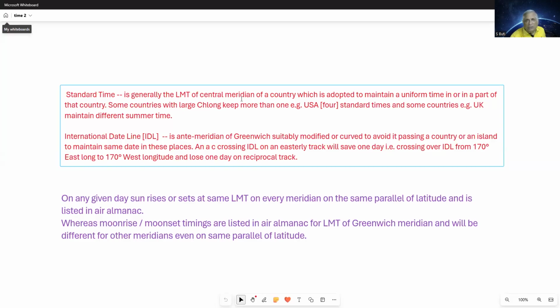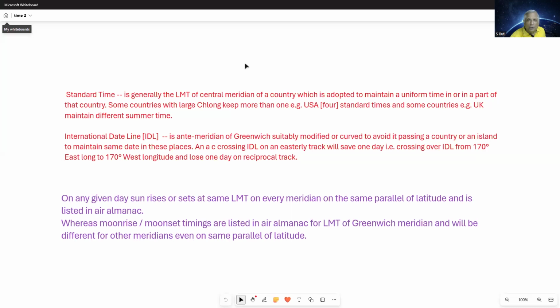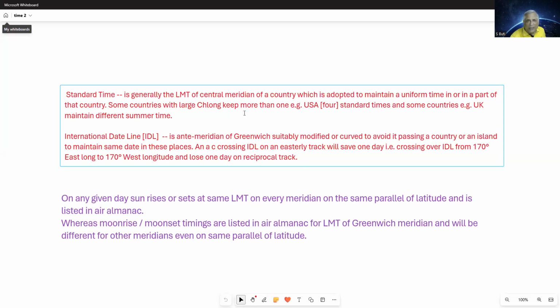Conversely, when the sun is in the southern hemisphere and you are in the northern hemisphere, the higher the latitude, the shorter will be your daylight hours. So some countries maintain different summer and winter times.